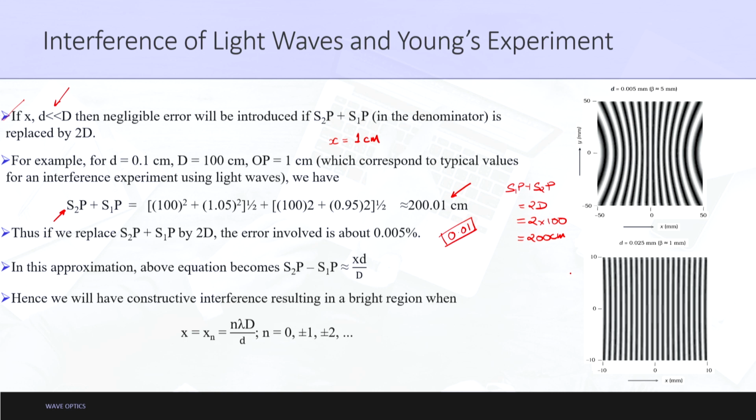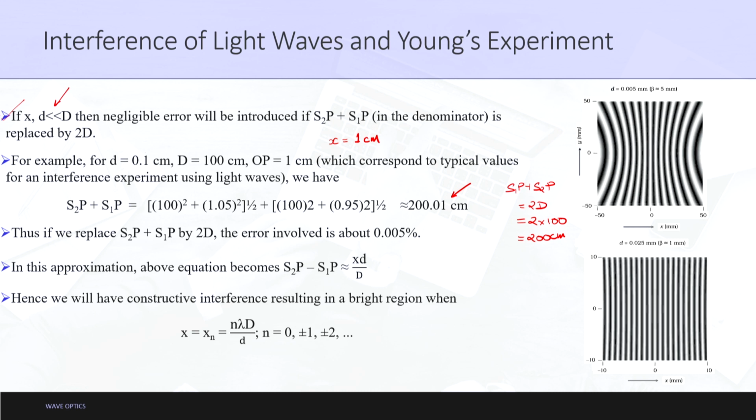What is the assumption being used? That small x and small d are very much less than capital D. Thus, if we replace S2P plus S1P by 2D, the error involved is about 0.005%. Because the error involved is very small, it will not affect our actual simulations or calculations involving white fringe, dark fringes and bright fringes. Hence we can directly use S2P plus S1P is equal to 2D.